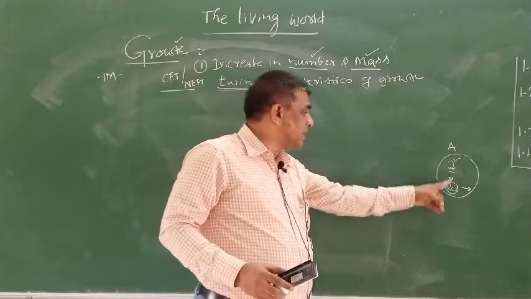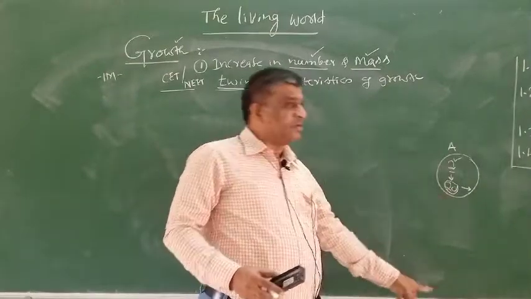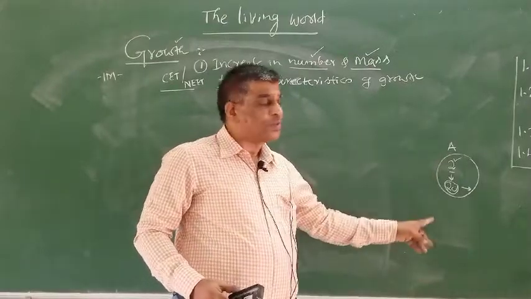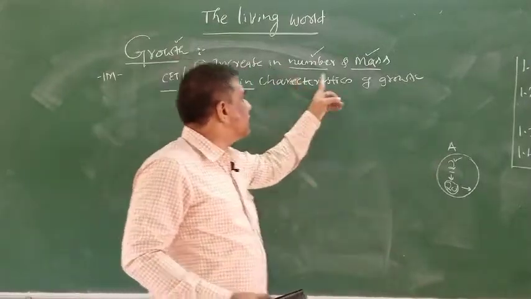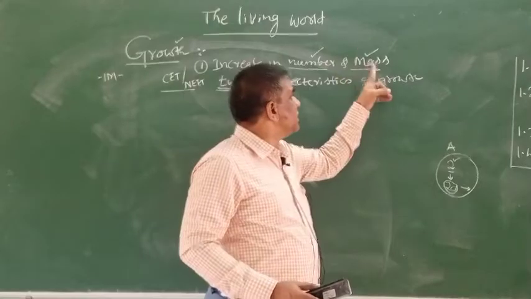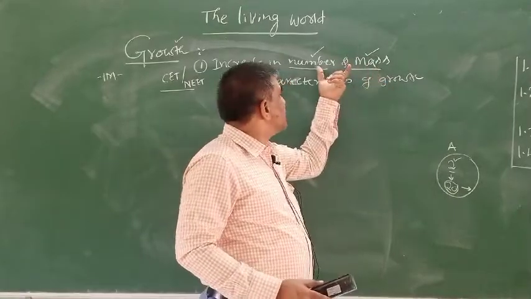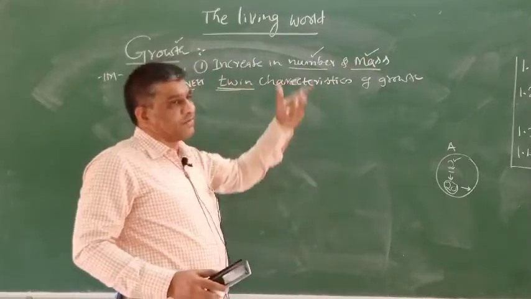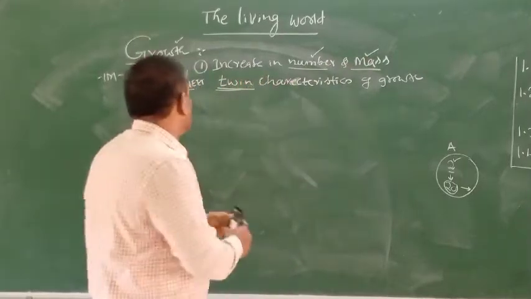I have shown here number. Number means whether it may be the number of individuals, or the number of cells in the body, or the number of tissues, whatever it is, increase in the number. When there is an increase in the number, there is an increase in the mass also. So increase in the number and increase in the mass are twin characteristics of growth. This is what we have to understand here.